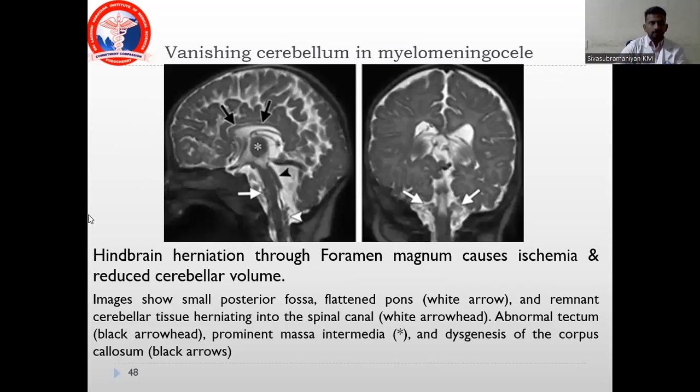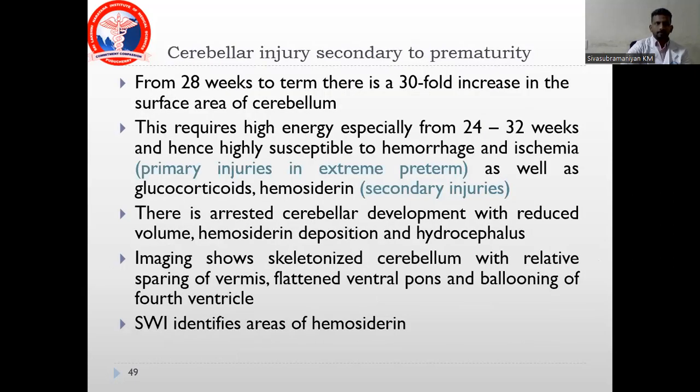So this is a disorder of disruption and with abnormal foliation. And you have vanishing cerebellum in myelomeningocele because the cerebral and cerebellar pressures of the CSF are altered. The hemodynamics is altered in the myelomeningocele, and you have an abnormality of the posterior fossa with reduced cerebellar volume, which is a very typical finding of Chiari 2 or myelomeningocele.